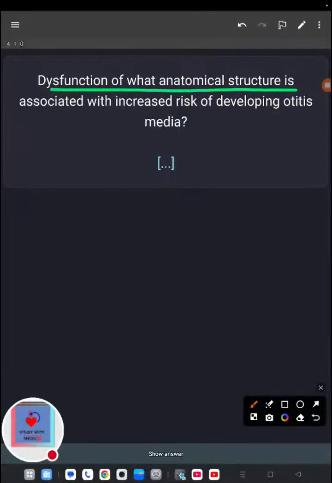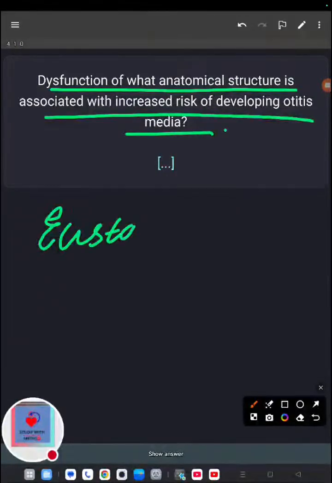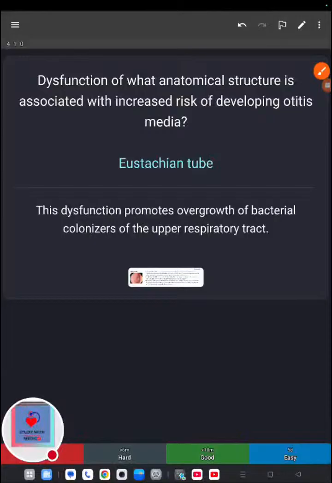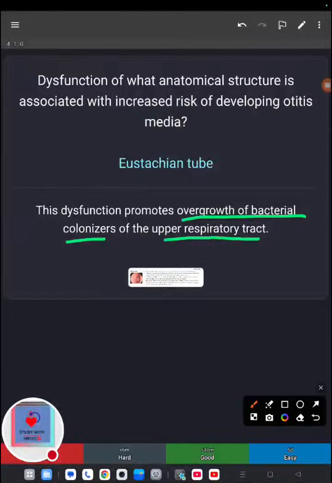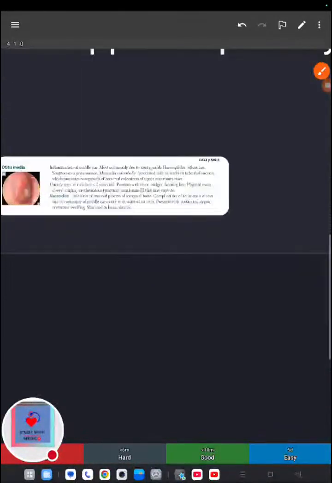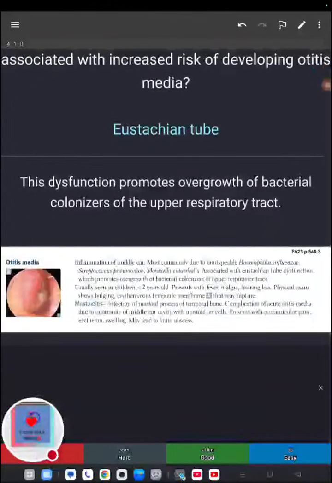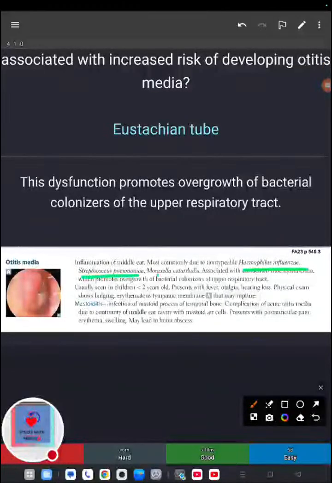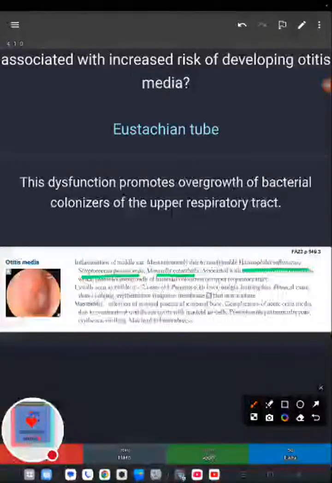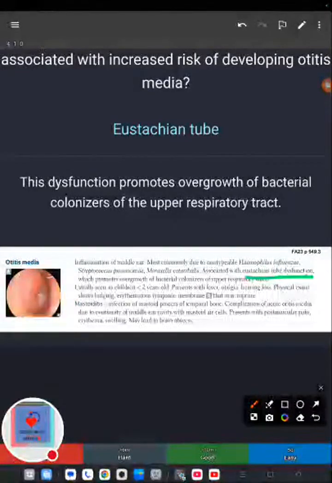Dysfunction of what anatomical structure is associated with increased risk of developing otitis media? There is a dysfunction of the eustachian tube. It occurs in children. Okay, eustachian tube. The dysfunction promotes overgrowth of bacterial colonizers of the upper respiratory tract. Okay. So look at these points: infection with Haemophilus influenzae, Streptococcus pneumoniae, Moraxella catarrhalis, due to non-typable organisms, associated with eustachian tube dysfunction, which promotes overgrowth of bacterial colonizers of the upper respiratory tract.